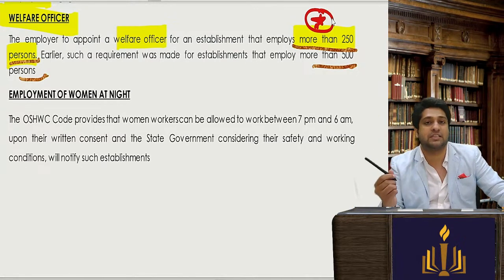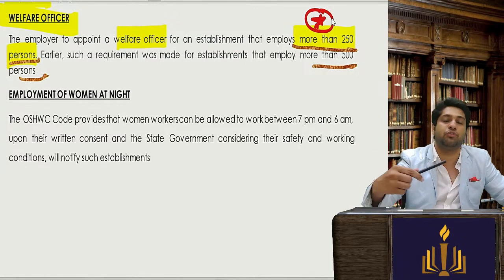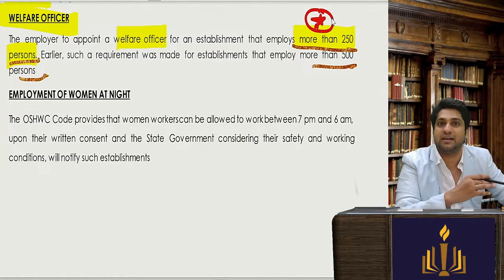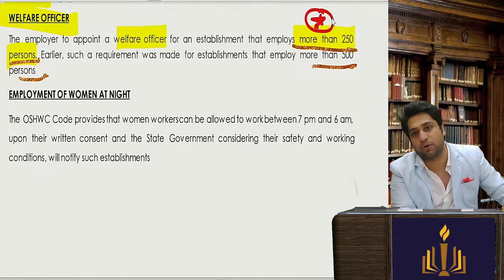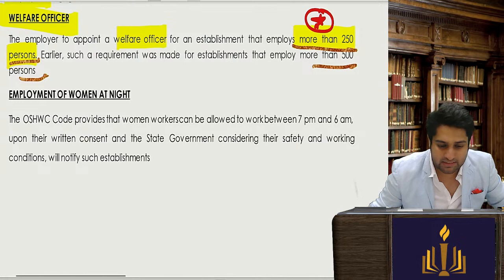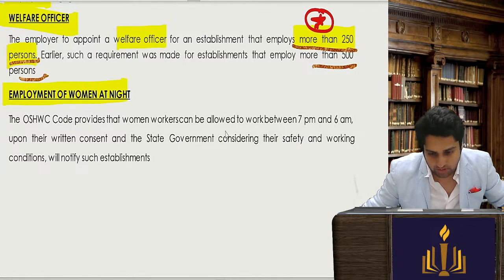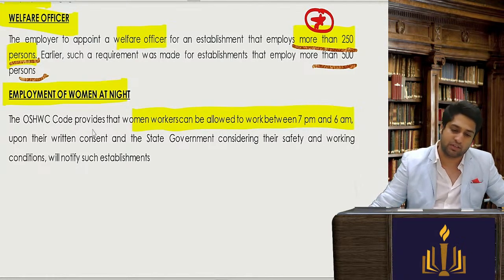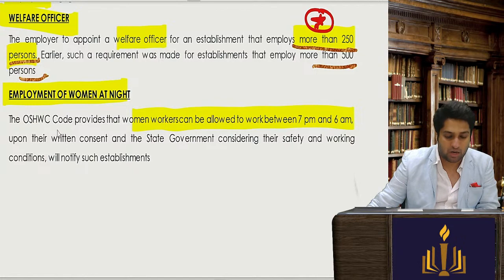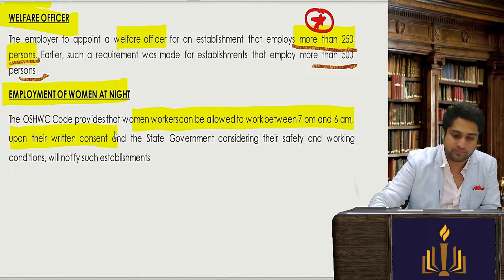Welfare officers have to be appointed whenever there are more than 250 persons. Earlier, it used to be that only when you had 500 did you have to appoint. Now, at 250 you have to appoint. Next is women can work at night also. Okay, earlier it was said that no women shall work during the nights, but they can now work even between 7 p.m. and 6 a.m. upon their written consent.